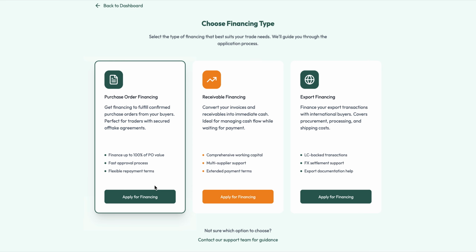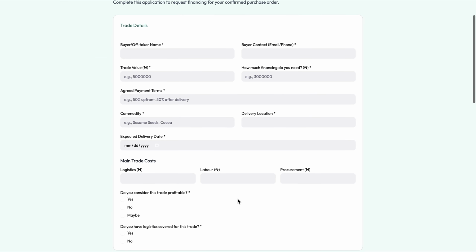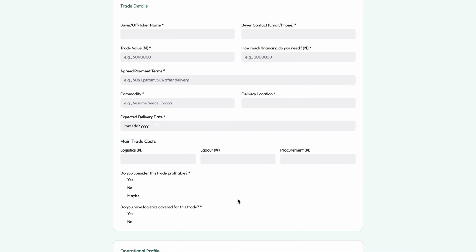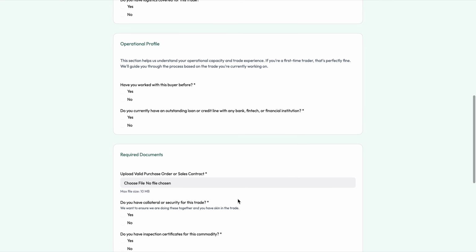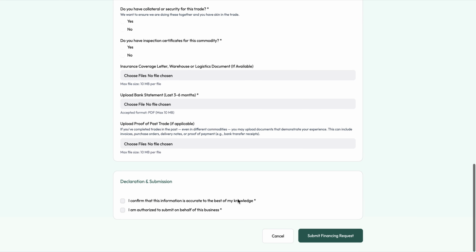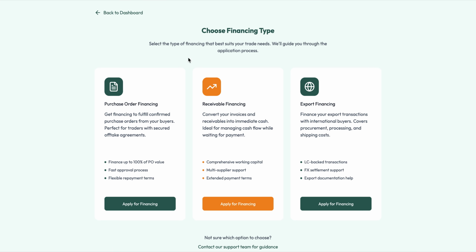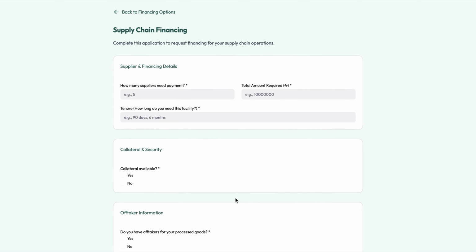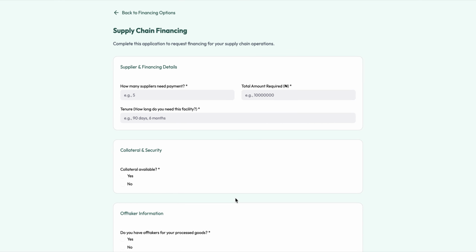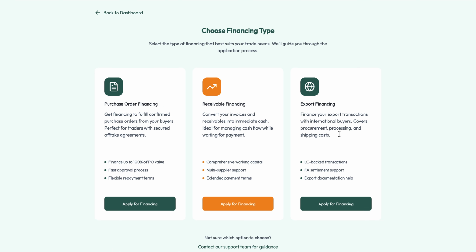Here, you can apply for financing through Credence infrastructure as a trader. You provide every necessary piece of information needed for a successful transaction: the operational profile, the required documentation, and declaration of submission. This also applies to receivable financing, as a major buyer that wants to provide capital for your suppliers. This also caters for your need as well.